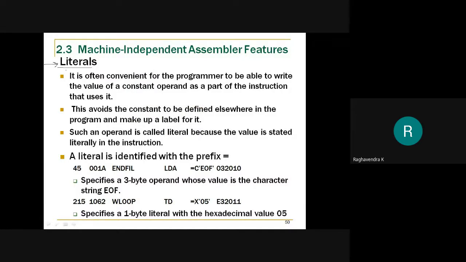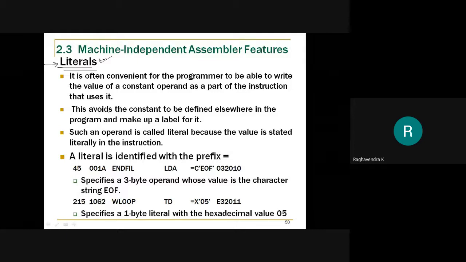So what do you mean by a literal? Sometimes it is convenient for the programmer to be able to write the value of a constant operand as a part of the instruction. This is the feature called a literal. You have a constant operand, so instead of making up a label for it, is it possible to write it in an instruction? Yes, I can specify the operand directly in the instruction. Such a type of operand is called a literal.